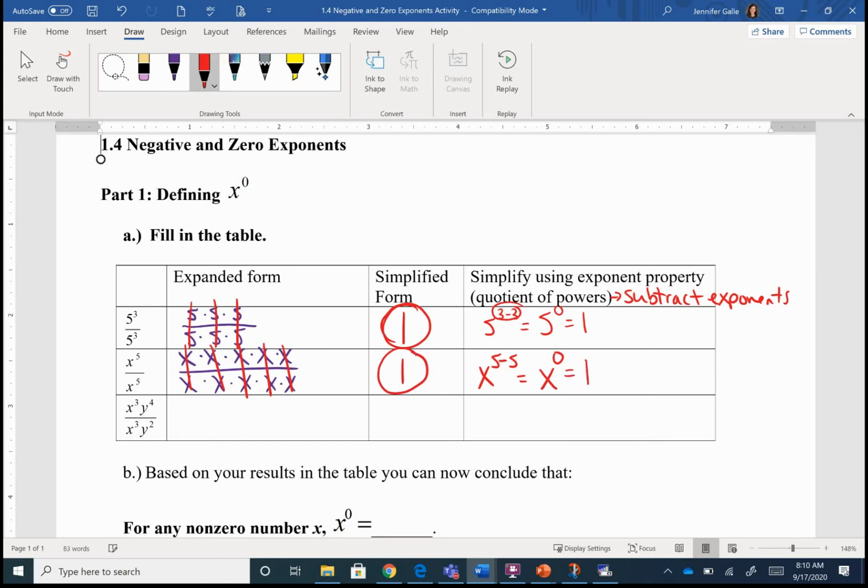It simplifies down to 1. So now let's do the same thing for the third row. Don't let the y bother you. Expand out all your x's, expand out all your y's. Don't let those bother you. Expand them all out. Let's see what we have left. Go ahead and try that third row.